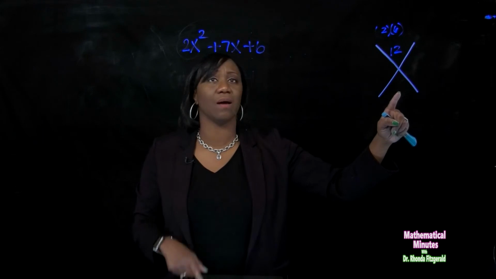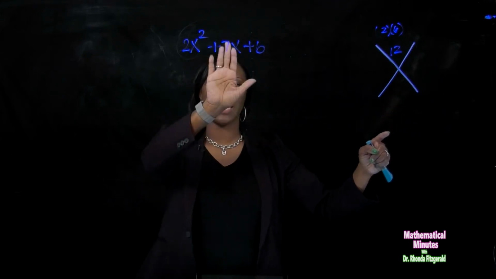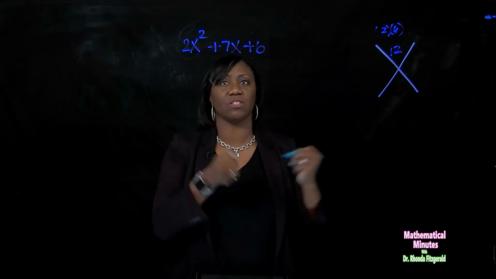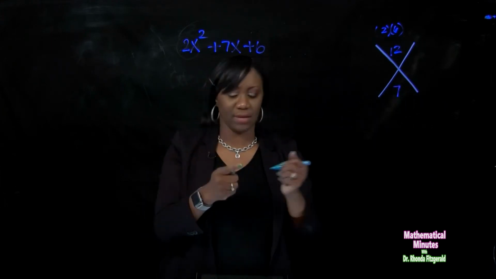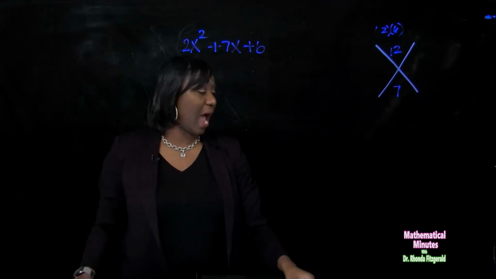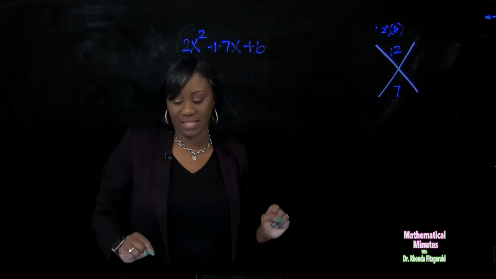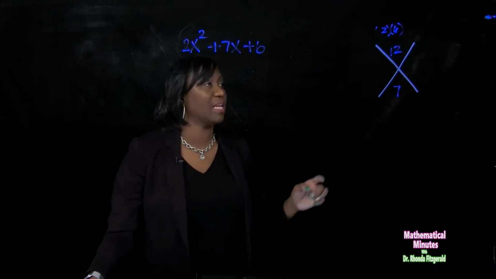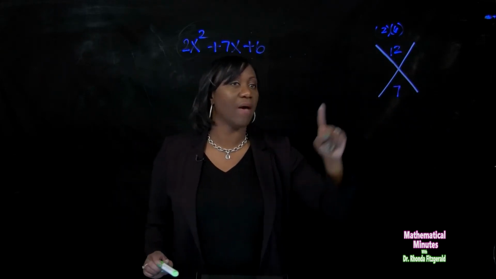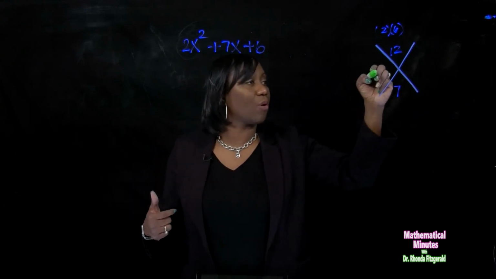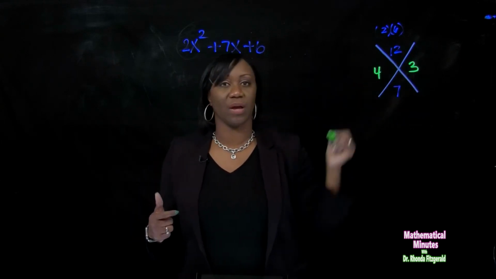And then the bottom, we just drop this. The outside terms multiply together, the middle one just drops down. So my positive 7 drops down. So once again, I need numbers that multiply to give me a positive 12, but add to give me a positive 7. And the numbers that we're looking for are 4 and 3.